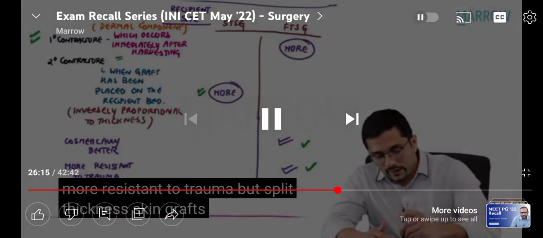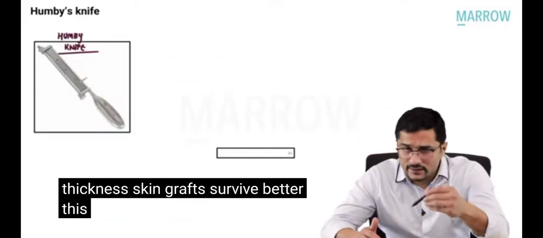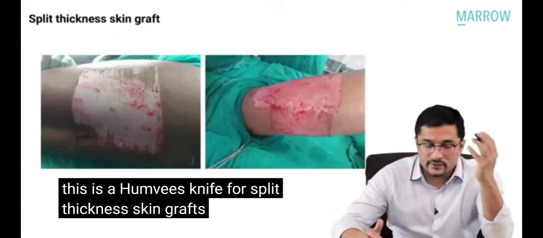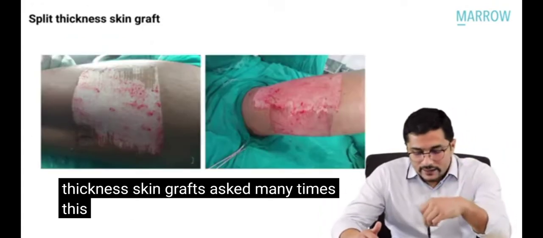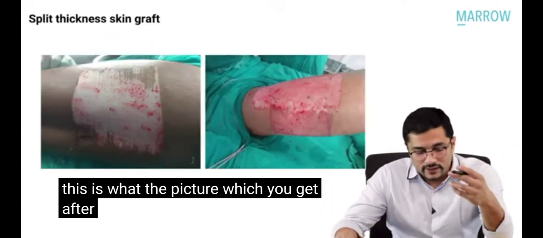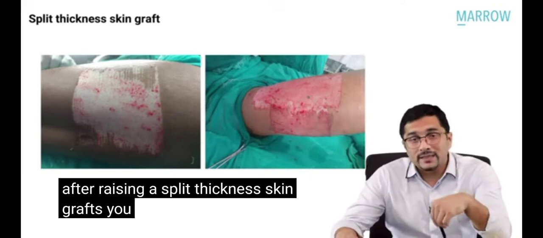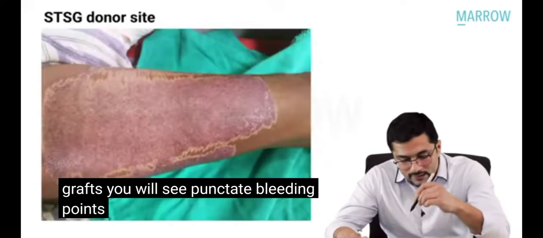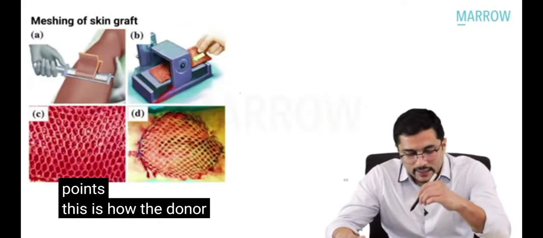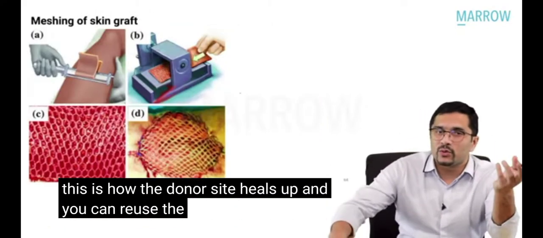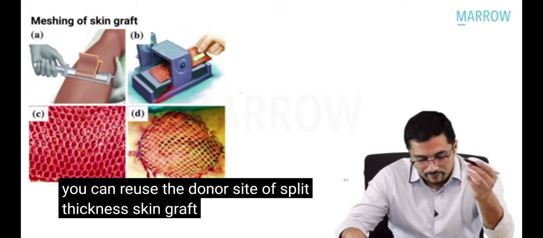Split thickness skin grafts survive better. This is a Humby's knife for split thickness skin grafts, asked many times. This is the picture which you get after raising a split thickness skin graft. You will see punctate bleeding points. This is how the donor site heals up, and you can reuse the donor site of a split thickness skin graft.